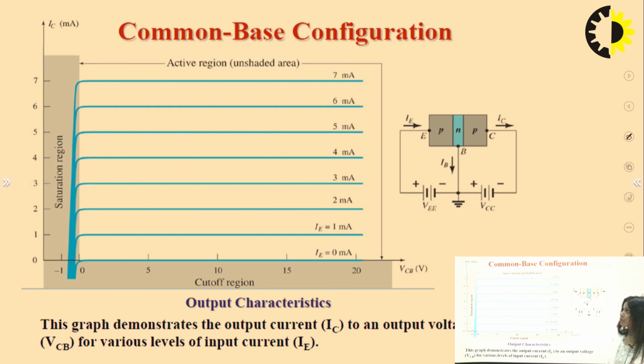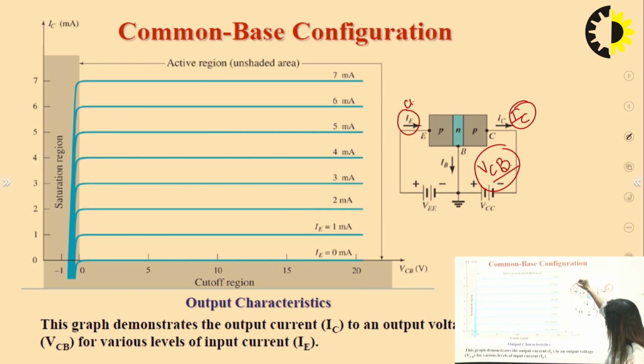Similarly, we can draw it for the common base configuration. Again, the output characteristics is the graph between the output voltage VCB and the output current IC. What we are going to keep constant here is the emitter current. This emitter current is constant, and we will draw the graph between these two.